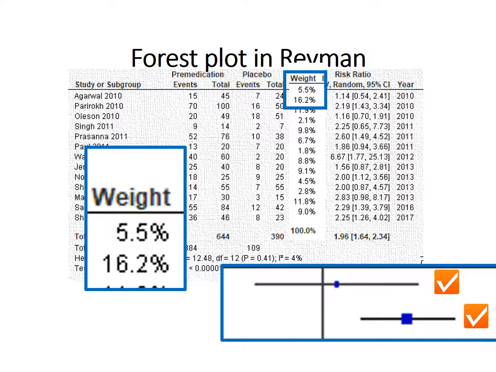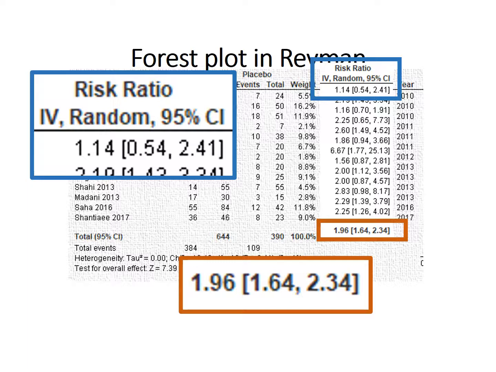The fifth column describes the weight each study contributes to the overall pooled estimates. Agarwal 2010 contributes 5.5%, while the next study, Pariro, has a greater contribution of 16.2%. This is further highlighted by the size of the blue squares in the forest plot. The next column describes the risk ratio and the confidence interval of each study, with a pooled risk ratio and confidence interval given at the end of the column.